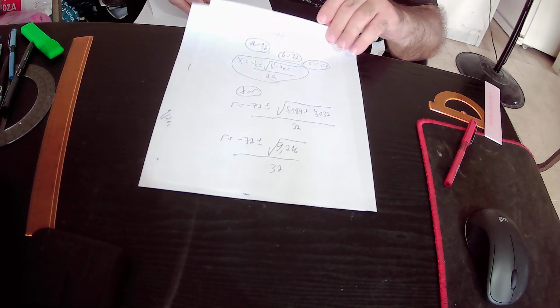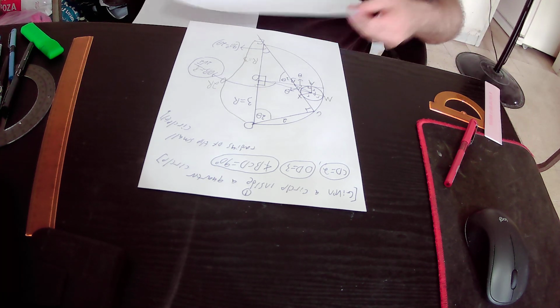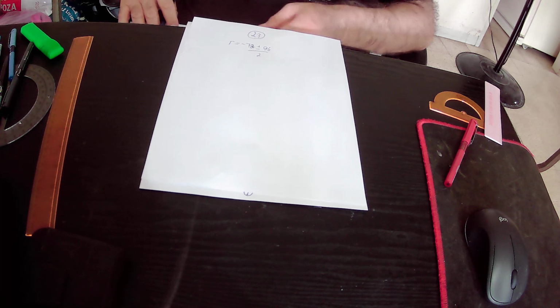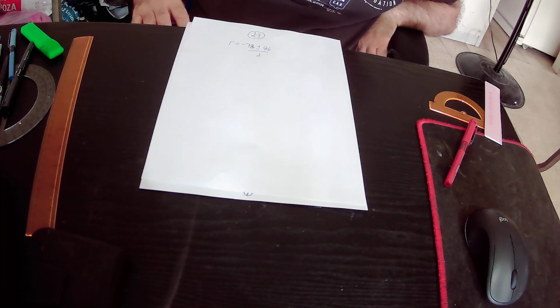So we actually have here two solutions to this quadratic equation, or two values for the radius of the small circle.